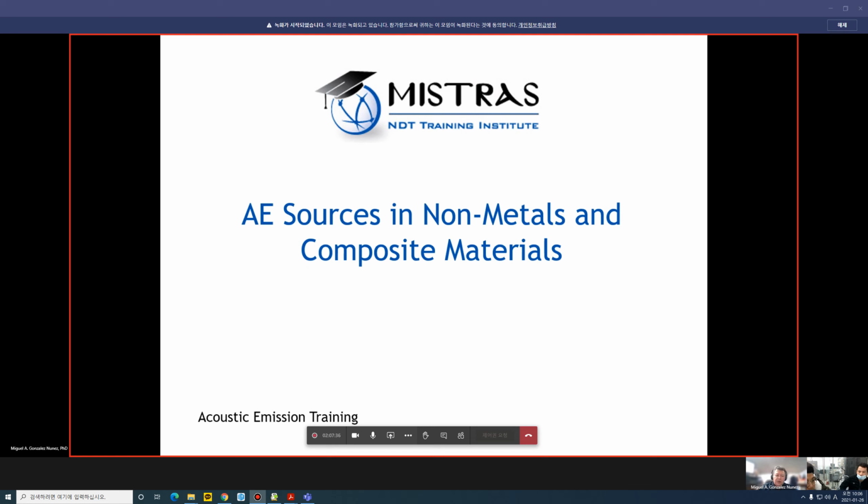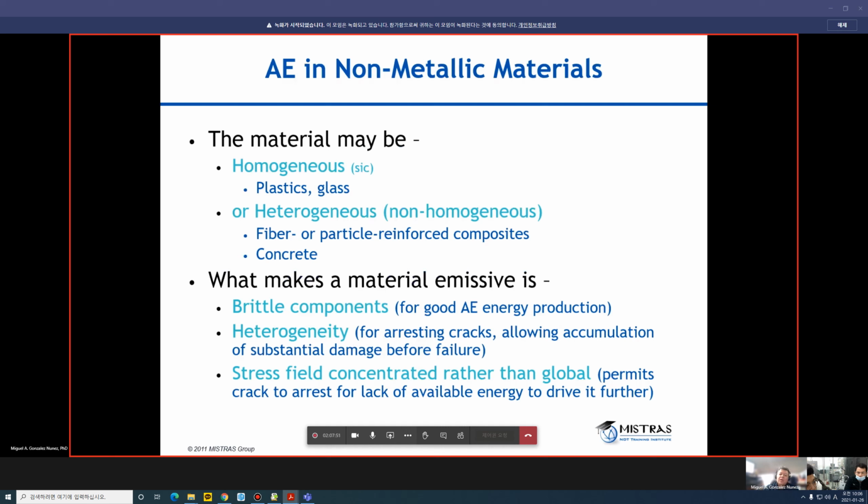So would you consider your rock a composite? That is formed of several phases? Would you consider your rock a homogeneous material or a heterogeneous material? Heterogeneous. Right, so it's kind of a composite.